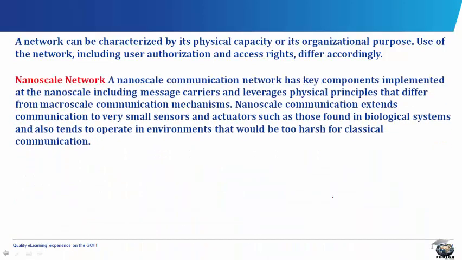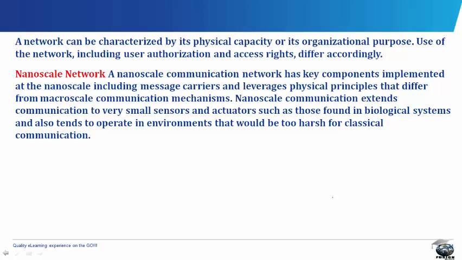First of all is nanoscale network, which is a nanoscale communication network that has key components implemented at the nanoscale level. When we talk about nanoscale, we mean very, very tiny scale. And this can include message carriers and leverages physical principles that differ from macro scale, that is, large-scale communication mechanisms. Nanoscale communication extends communication to very small sensors and actuators, such as those found in biological systems, and also tends to operate in environments that will be too harsh for classical communication.